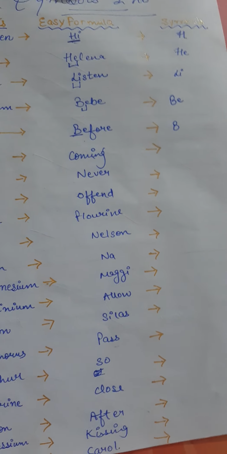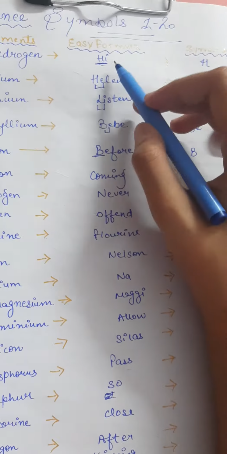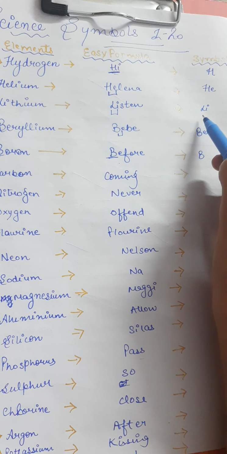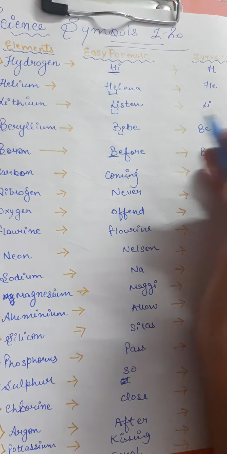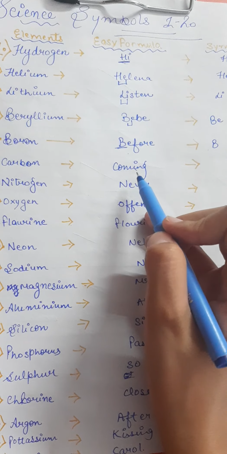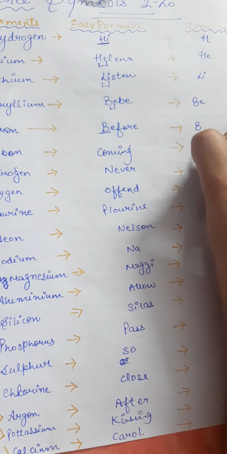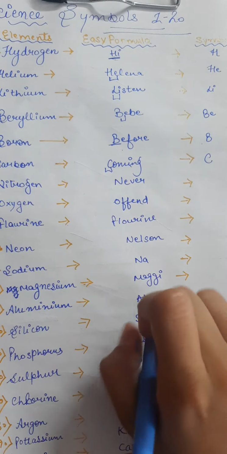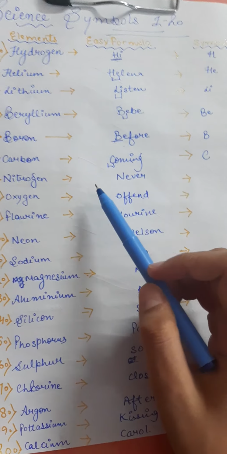Now we will learn the symbols. H, hydrogen H, helium He, lithium Li, Be, B. Next is carbon. Carbon means C. Coming, we will take only one letter, C.